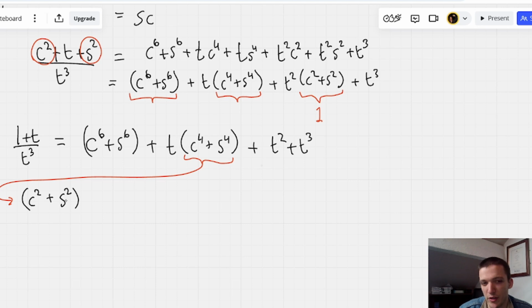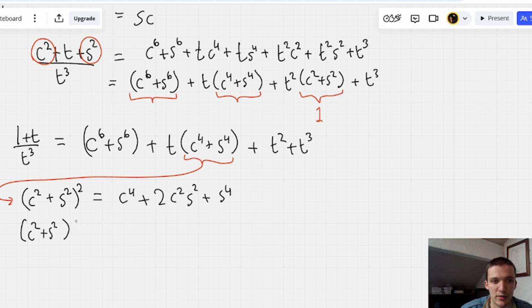Again, because cos squared plus sine squared is 1, no matter what the x is. So let me take this and square it. And what does that become if I just square this guy? That becomes c to the 4, which we want, which is good, plus 2 times c squared s squared plus s to the 4. So if I take c squared plus s squared squared minus this term here, which is in reality 2t squared, because again t is cs, that is going to equal c to the 4 plus s to the 4.